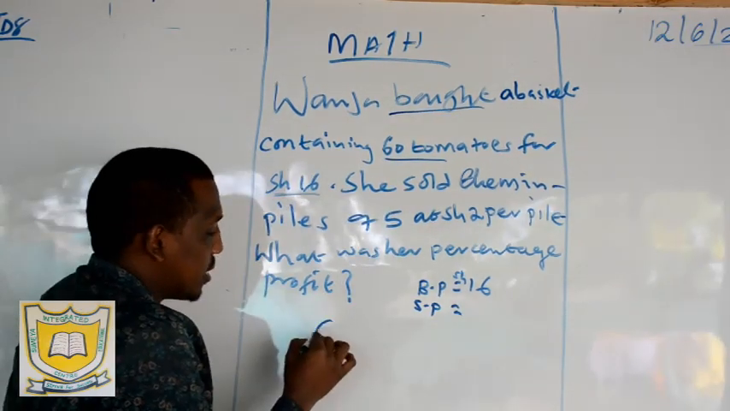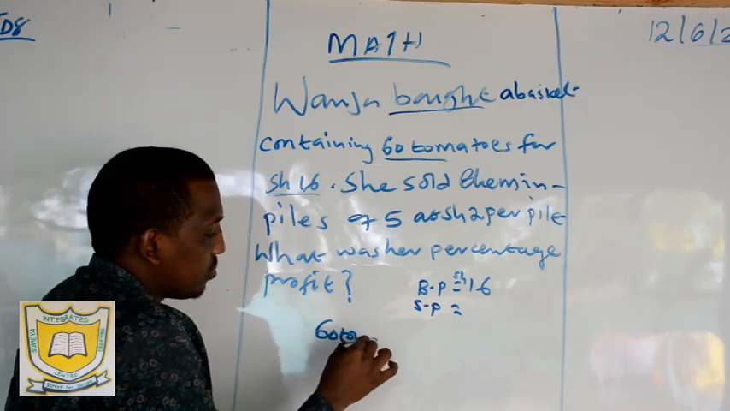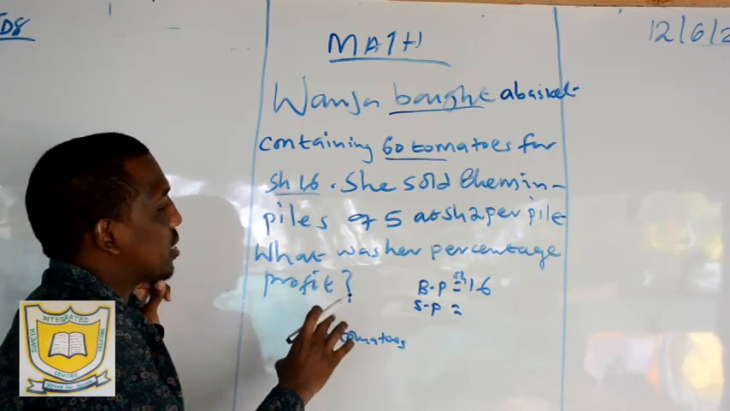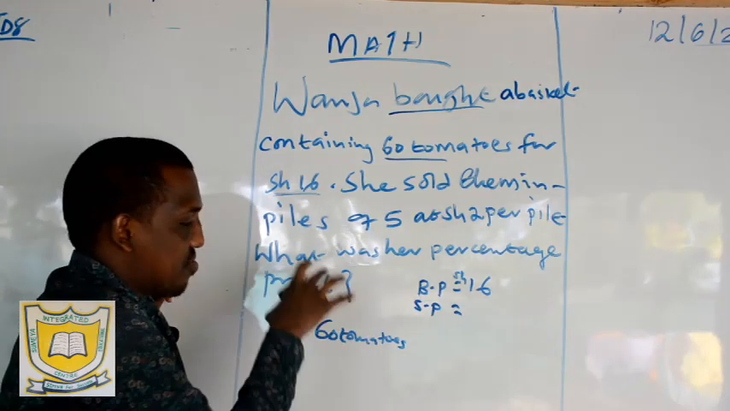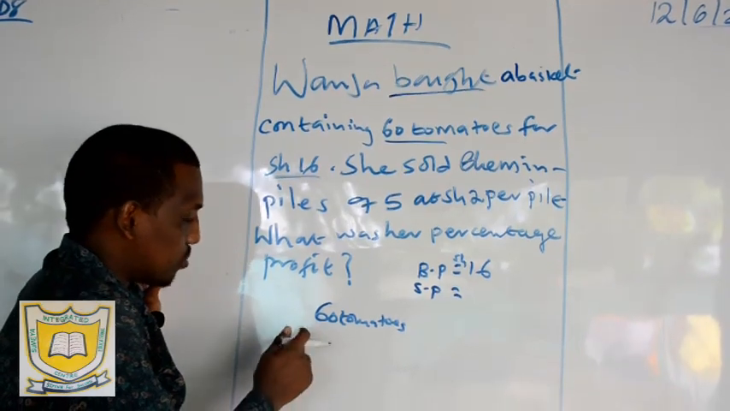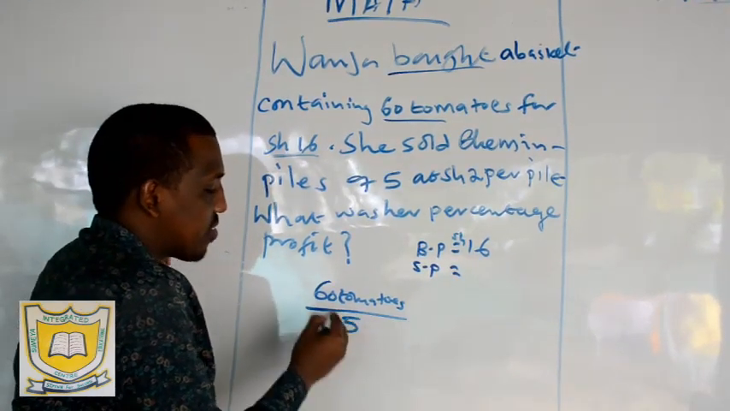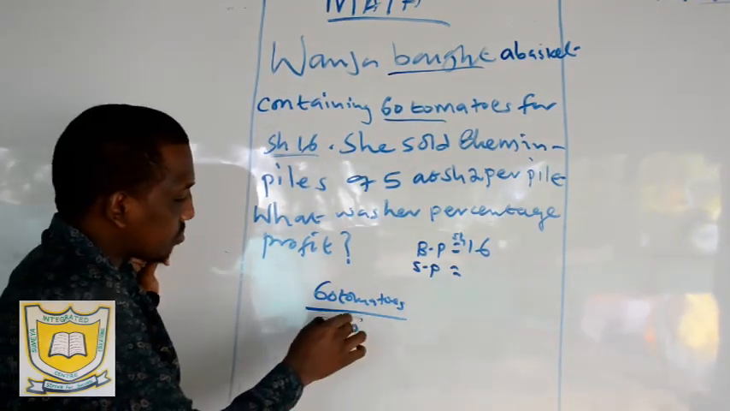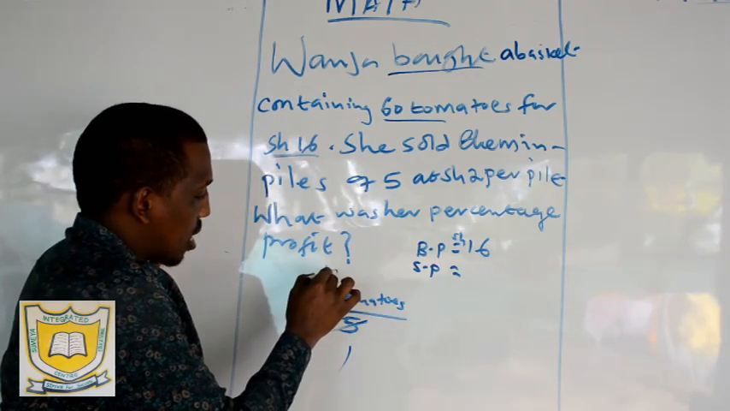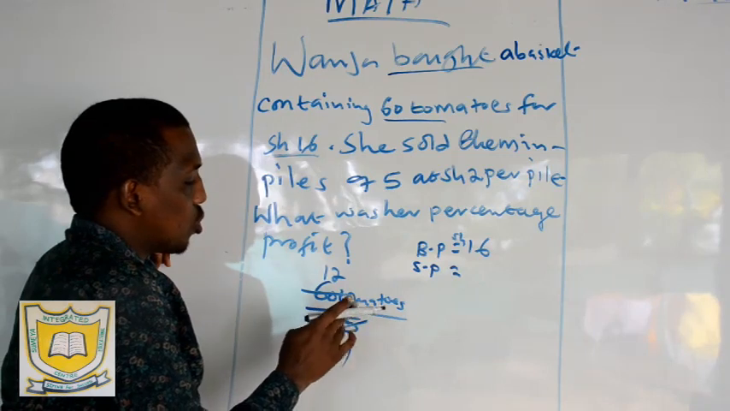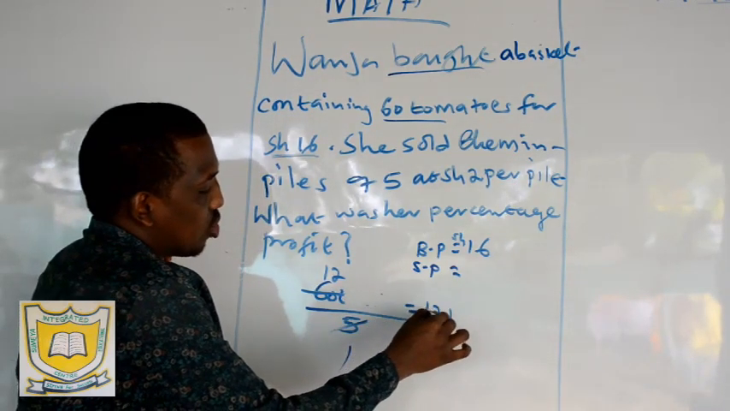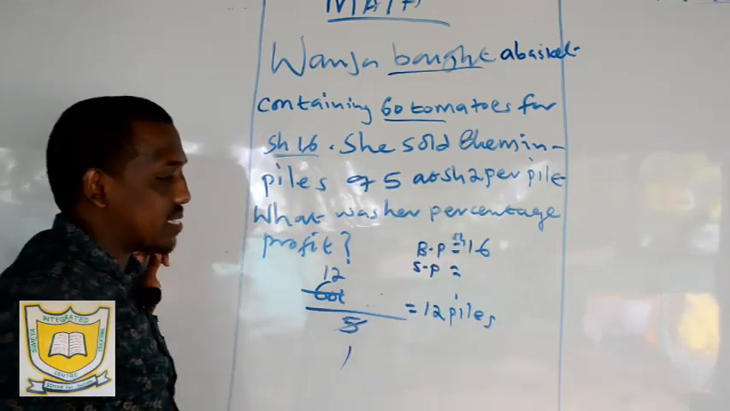So there were 60 tomatoes. How many piles are here? He said he sold them in piles of 5. He grouped them in piles of 5. So to get the number of piles, we divide 60 by 5. By 5, 1; by 5, we have 12. So we have 12 piles.